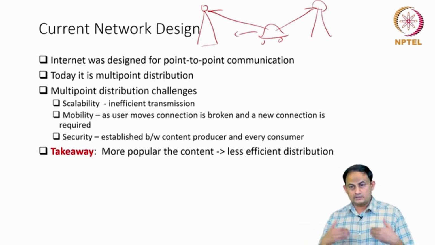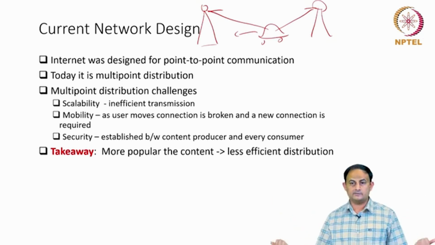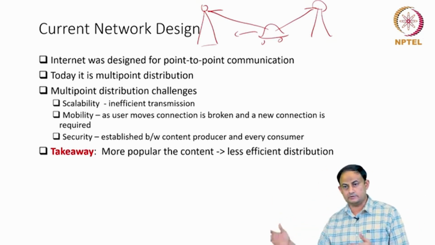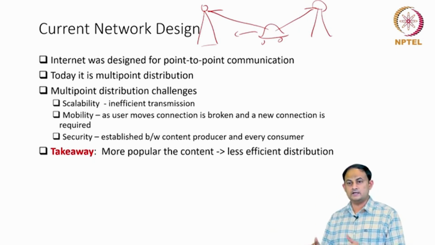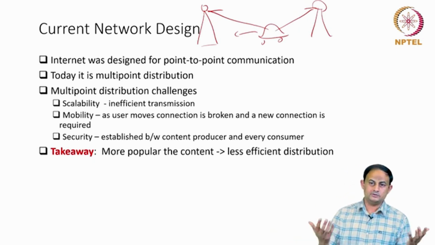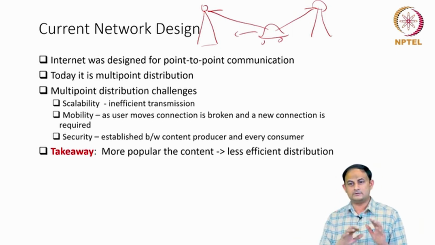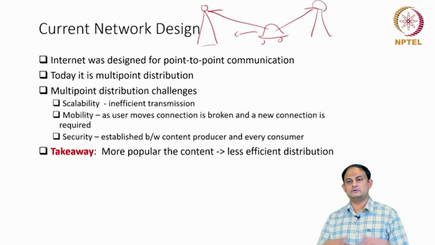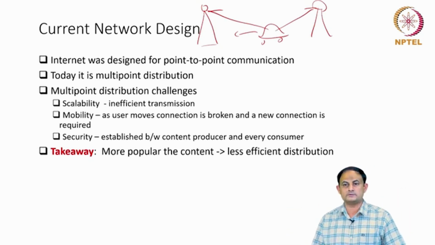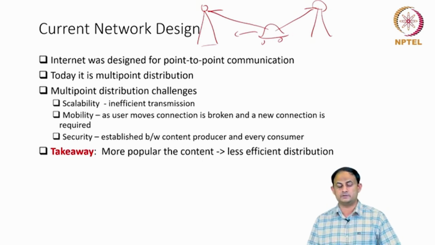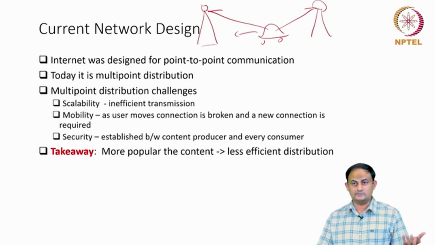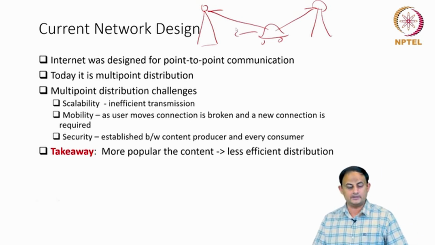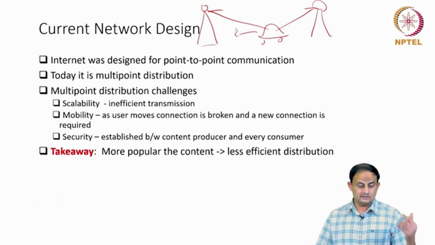So the more popular the content becomes, with many people accessing the same content, because I am transmitting many times for each individual user over the network, it becomes very inefficient. If only one user is using it, it may not be that inefficient, but the more popular the content becomes, the larger the number of users accessing it, the less efficient the distribution becomes. But today, multimedia applications are operating in this format, multi-point distribution. So that is the challenge.